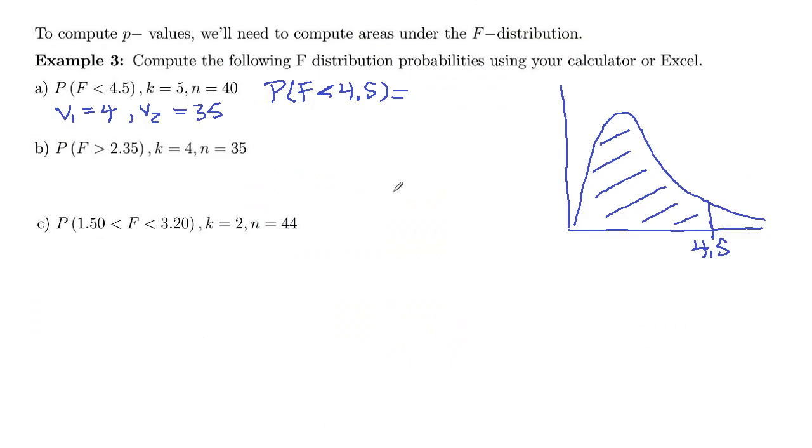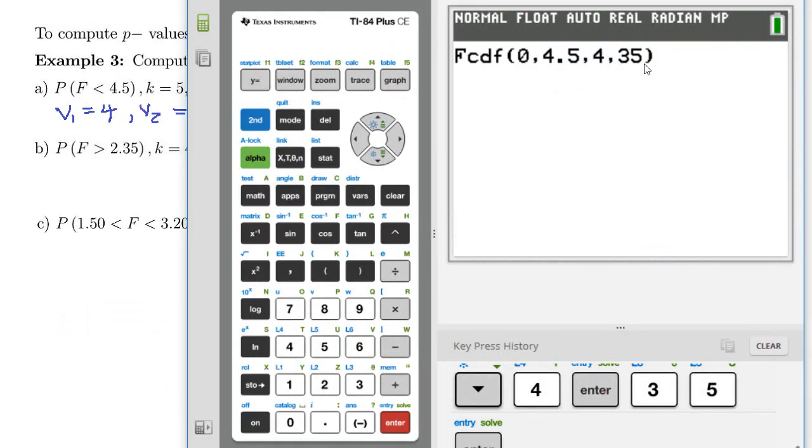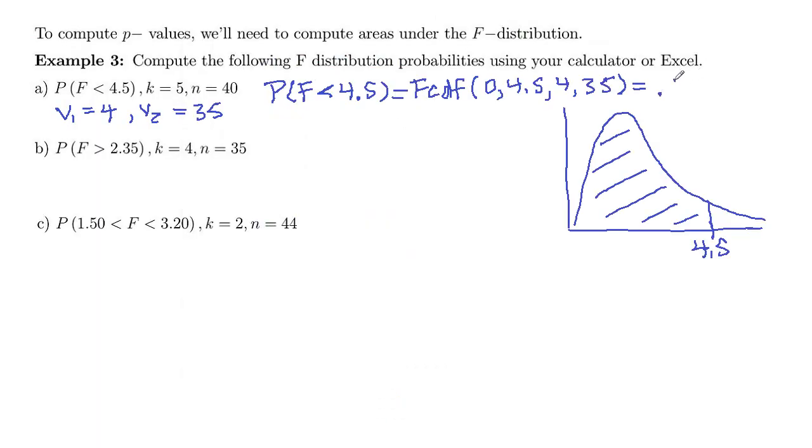So this is FCDF, that's cumulative distribution function: lower cutoff, upper cutoff, and then degrees of freedom, 4 and 35. And then we hit enter, so 0.9951. So almost 100% of the area.